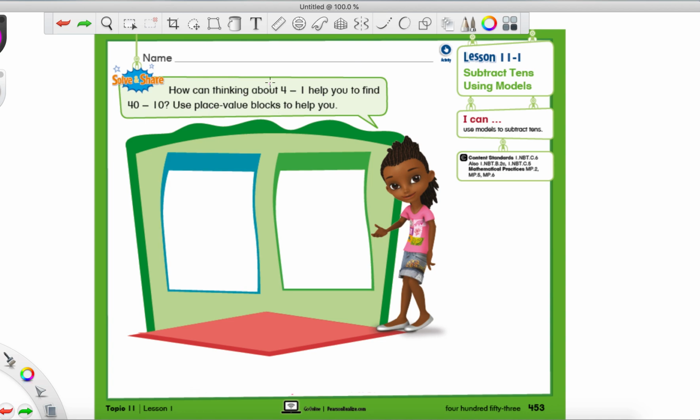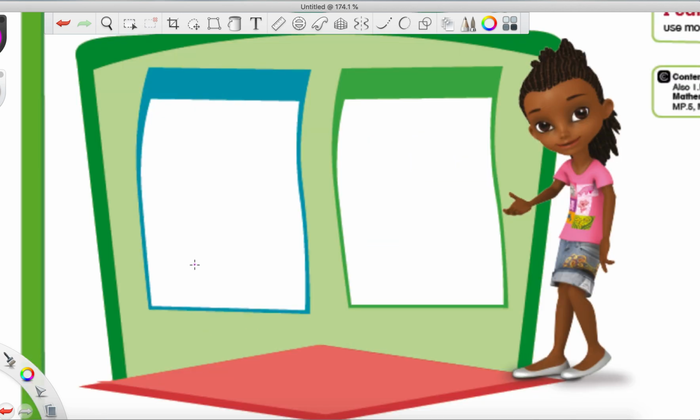Alright, so let's see what they are asking. It says, how can thinking about 4 minus 1 help you to find 40 minus 10? Use place value blocks to help you. So we can absolutely use some place value blocks if we need to. And of course we can use a quick drawing if you don't have any place value blocks. We'll go through both ways. Don't worry about it at all. But first, let's write down these two number sentences and see how they are similar.